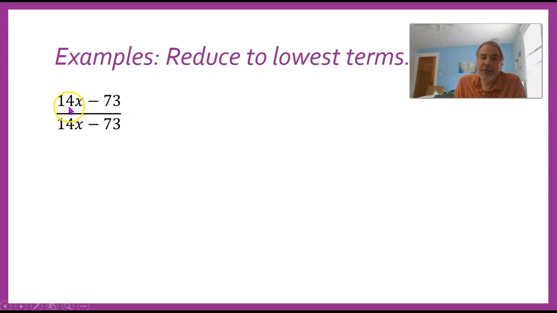Now, what about this? 14x minus 73 over 14x minus 73. I notice that the numerator and denominator are the exact same expression. So we can take whatever's on top, divide by that exact same thing on the bottom, and what's the result of doing that? Any number divided by its very own self leaves you with 1. So we can simplify that expression down to just plain old 1.